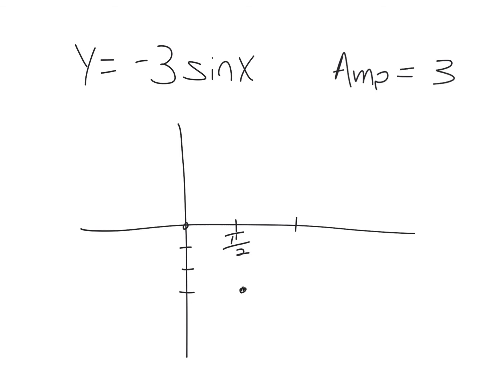And then we're going to go to pi. Sine of pi is 0 again, so we're going to just go back to 0. And then sine of 3 pi over 2. And that's going to get us -1 for sine of 3 pi over 2. And then multiply that by -3, and we're going to go up to 3. And if we go to 2 pi, sine of 2 pi is 0. And then, of course, 0 times anything is 0.